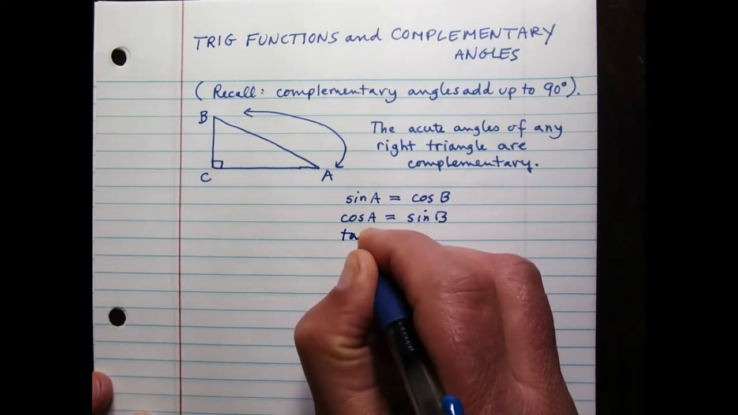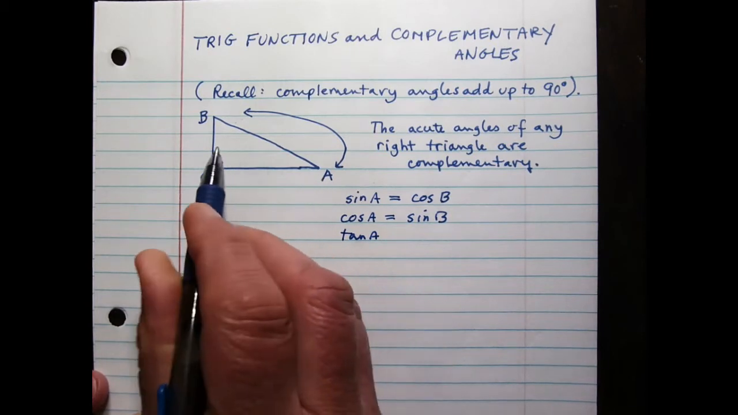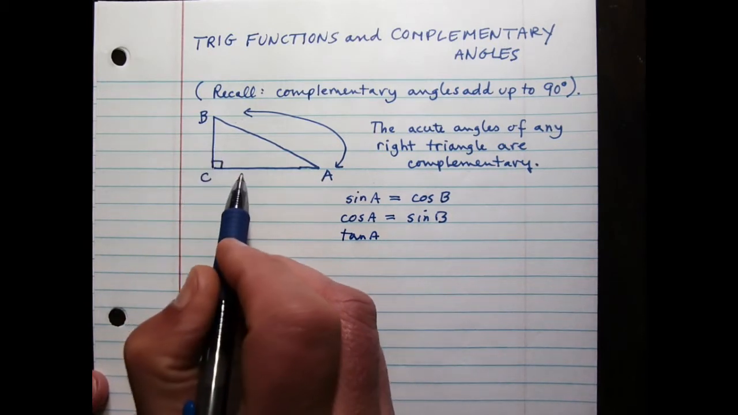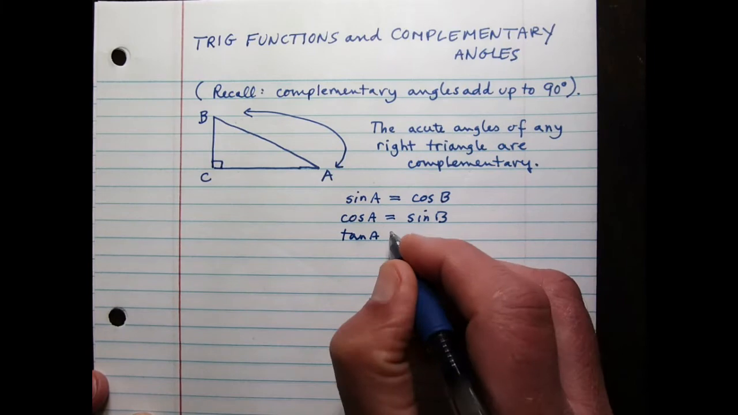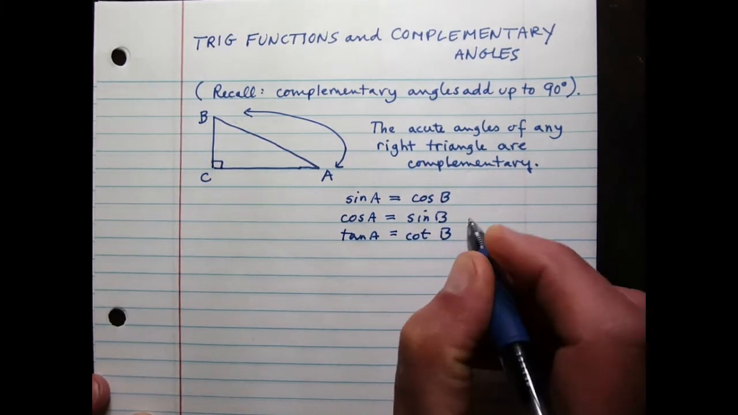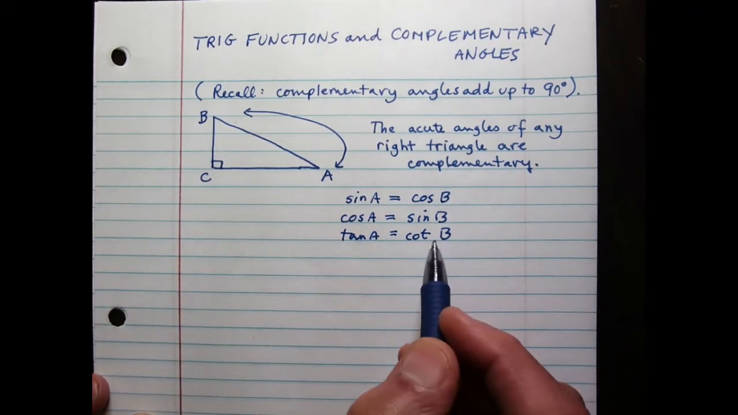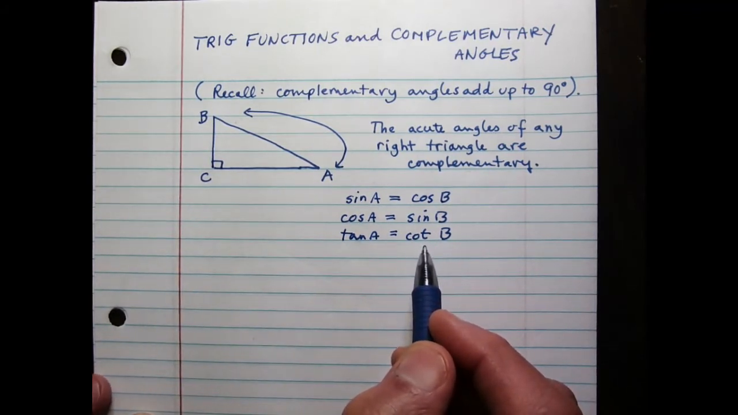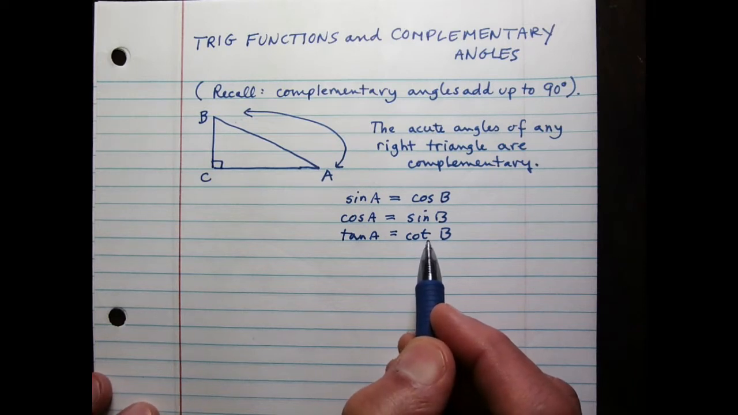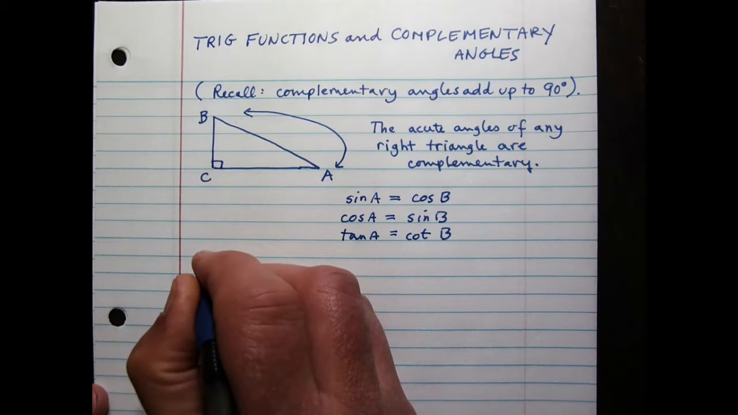Also, the tangent of angle A, which would be the side opposite A to the adjacent side, is equal to the cotangent of angle B, which is just going to be the reciprocal of the tangent of B. Now, there's more.